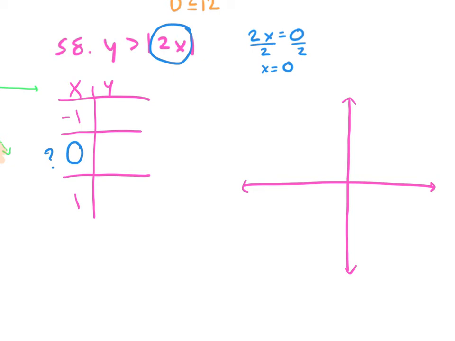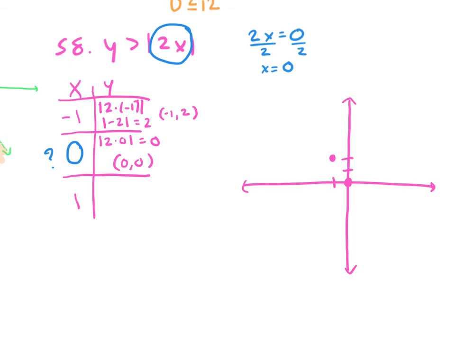So now we plug them in. So the absolute value of 2 times negative 1. What's 2 times negative 1? And what's the absolute value of negative 2? Positive 2. So then what's our point here? Negative 1, 2. So we go to the left 1 and up 2. So that's our first point. Next we plug in 0. So we have the absolute value of 2 times 0, which is what? 0. So what's our point? 0, 0.